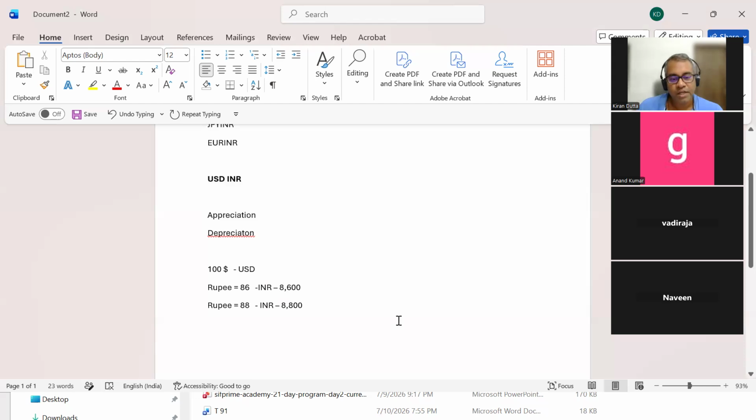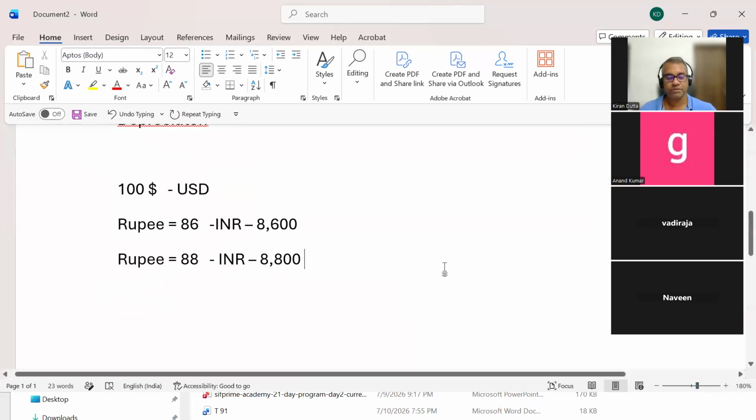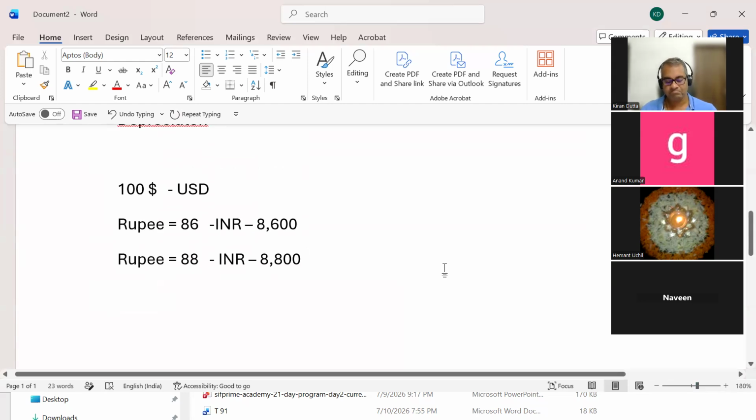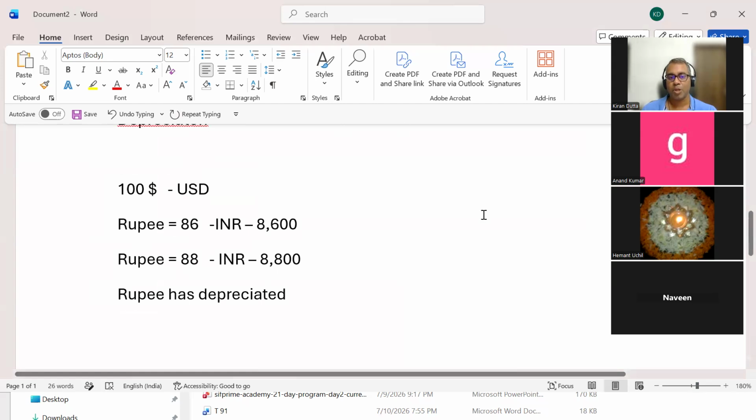In this case, what exactly has happened with the currencies primarily? Rupee has depreciated. Correct. Everyone clear on this? Rupee has depreciated. Why? We are getting more rupees for $1 US.